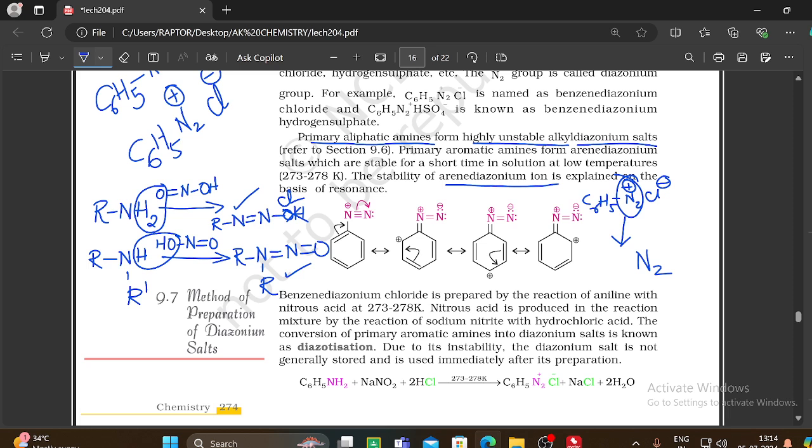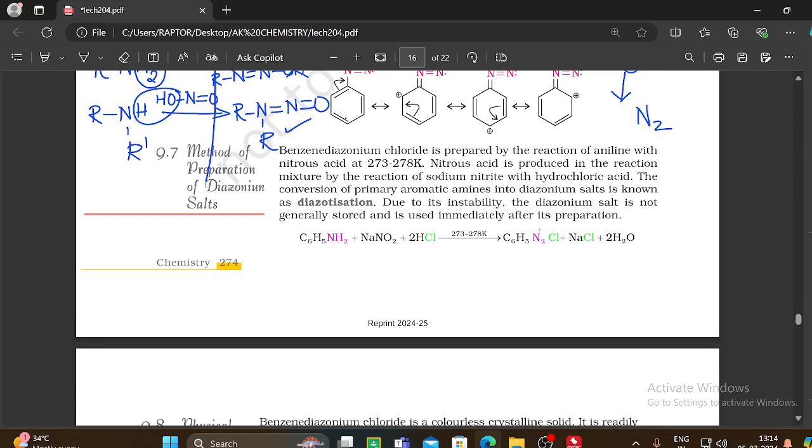So here also we have a greater number of resonating structures. Because of that, the arene diazonium ion is highly stable. They are explaining the stability of that. So benzene diazonium chloride, when you remove that Cl, gives the diazonium ion. Why is the diazonium ion more stable? Because of resonance. Whatever question arises based on the benzene ring, the answer is resonance.